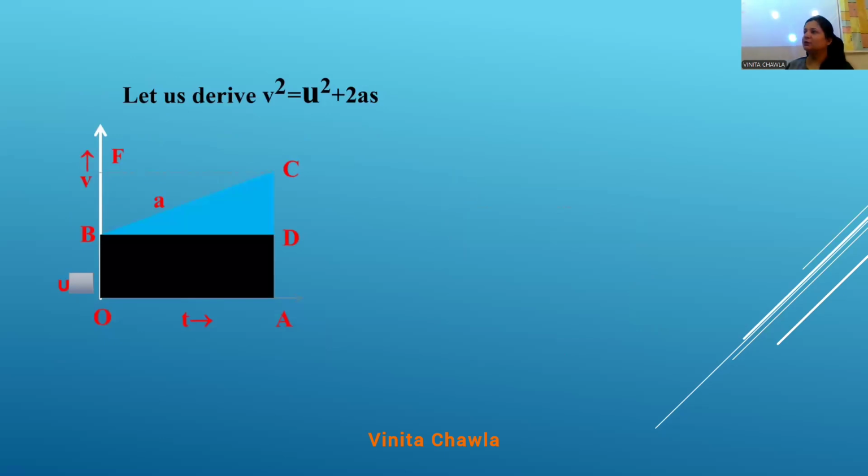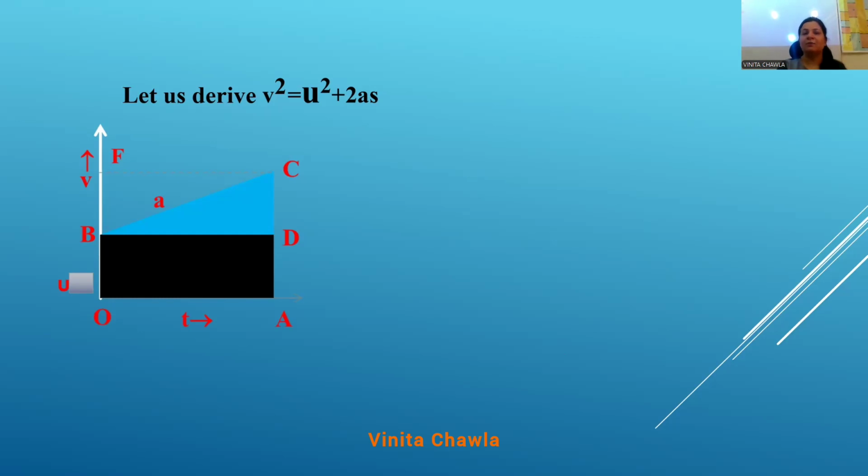Next is the third equation. The third equation of motion is V square minus U square is equal to 2AS, and it relates position and velocity. So you can see that here we do not have time, we only have velocity, position, and acceleration. So we have displacement. So where we have displacement, there we take the area under the curve. Only then we get displacement. This is the only way of getting displacement. Okay, so here we have S, so we'll find the area under the curve in this derivation also.